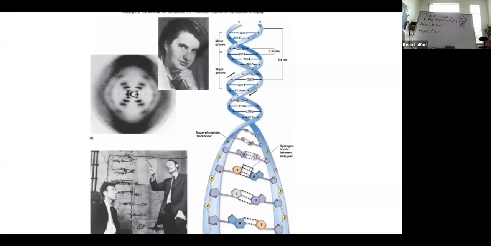And here's where the story gets kind of controversial in many ways. So Watson was walking around the hallways, and he noticed this image. He saw the X-ray crystallography image from Franklin's group. And he also found an unpublished report from them as well that was summarizing Franklin's work.